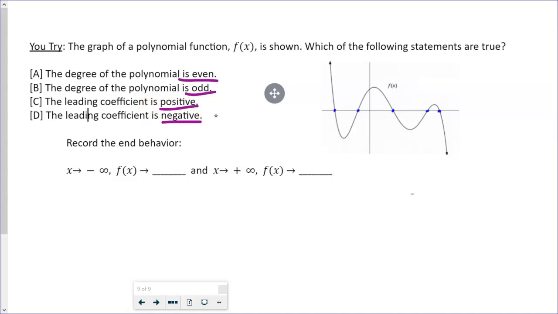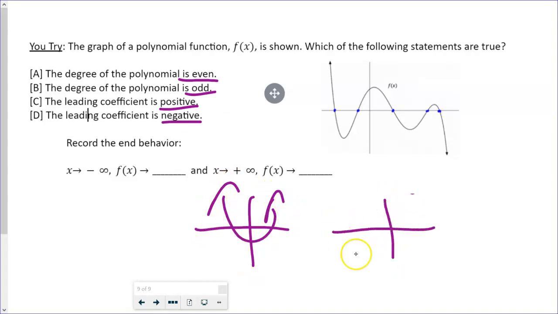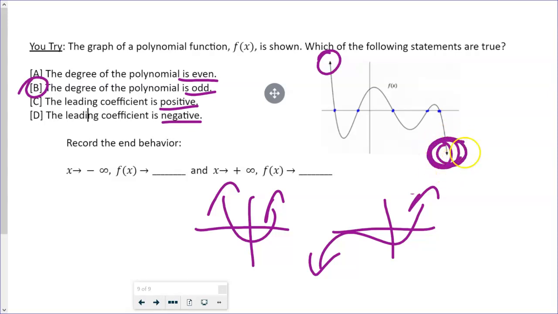But again, remember, even is when they go in the same direction. Odd is when they go in the opposite direction. Obviously, our two ends right here go in the opposite direction, so we know this degree is odd. Now, leading coefficient, it's either positive or negative. How do I know that? Again, I'm looking at this end right here, and I'm saying, is it going down or is it going up? Okay, this one's obviously going down, which means that's a negative. All right, so we are again going to choose D.